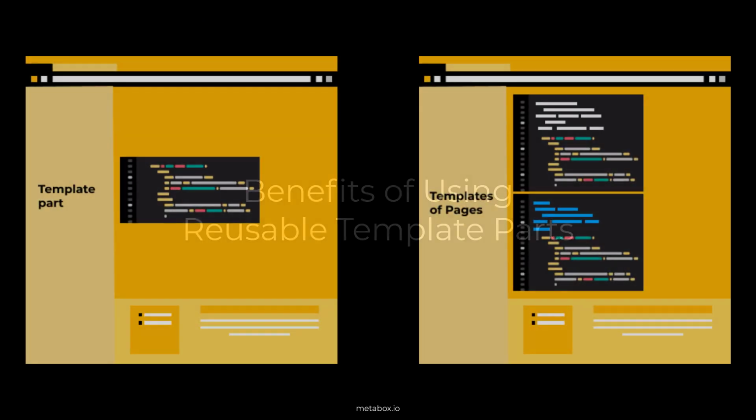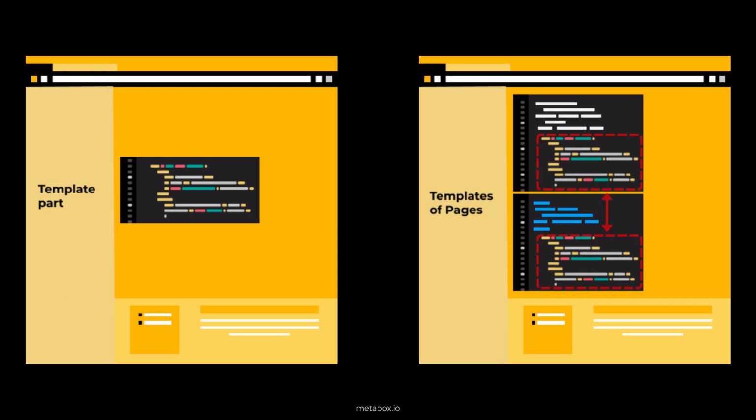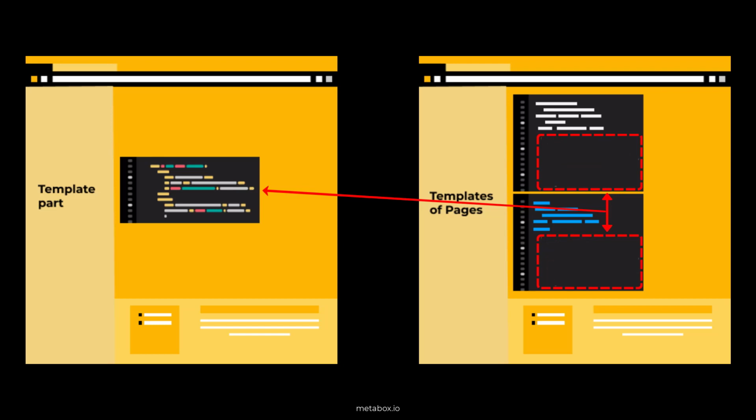There are two obvious advantages of template parts. The first one is that they remove code duplication across templates. And the second one is that it's easy to update when you need to make changes, because you need to edit only the template part that contains changes.